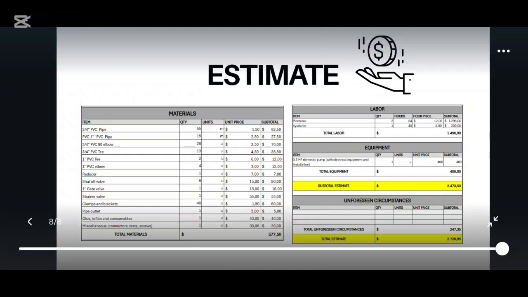Hi, I am Carlos Sarmiento, and according to the estimating in this project, we have some materials that we are going to need. For example, the PVC pipe, of which we will need 55 meters for our house of 2 floors. And some other materials, according to the studies that we did, in total materials we are going to need $577.50.